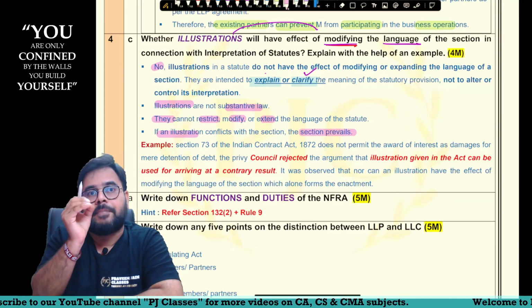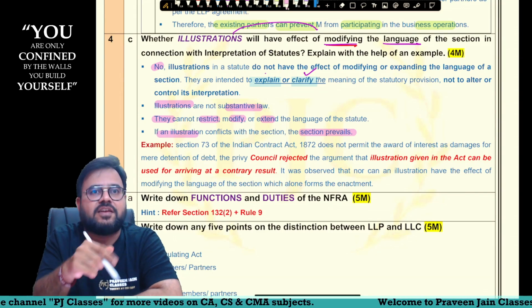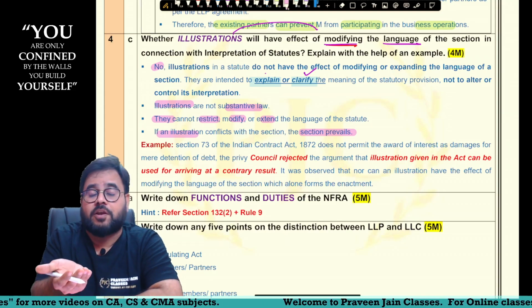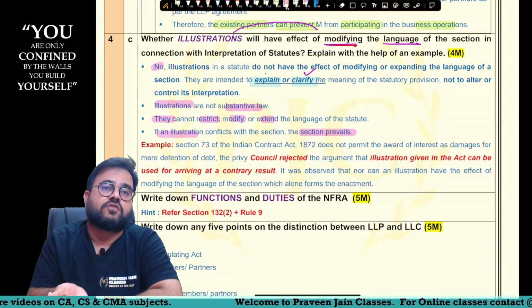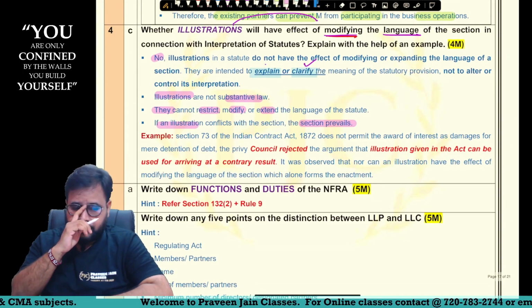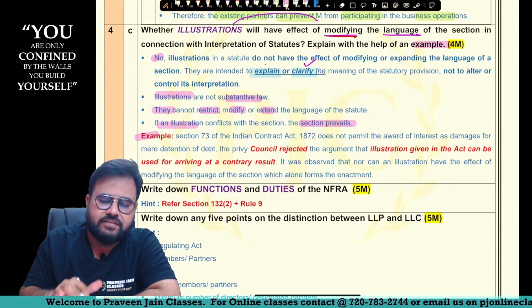Always remember, because of the section, because of the provision, the illustration came, sir. So can I say, when because of the section the illustration came, the section should prevail over the illustration. So that is the logic, sir. And the example they asked, this was the example quoted in the textbook. As it is, I have copied, sir.